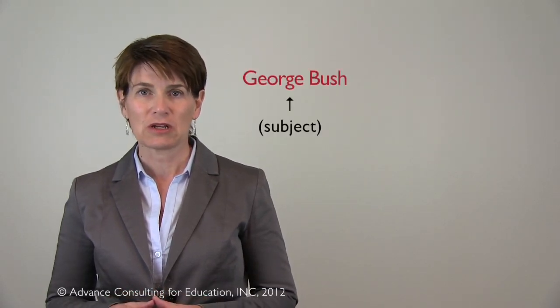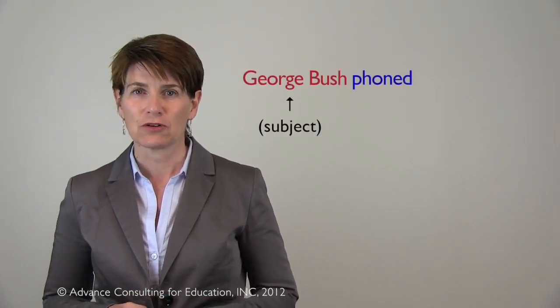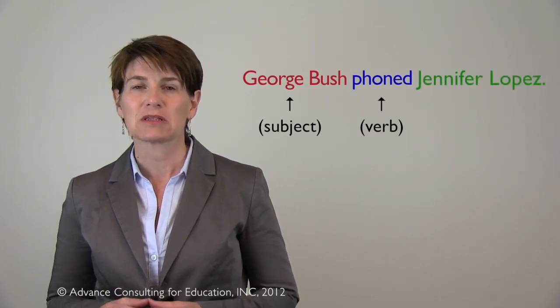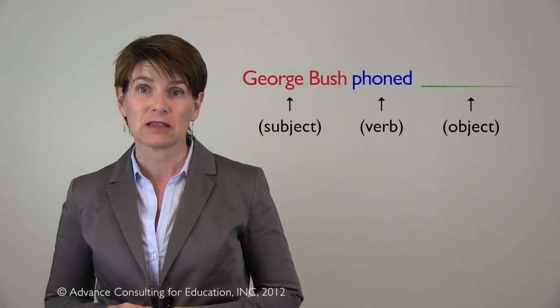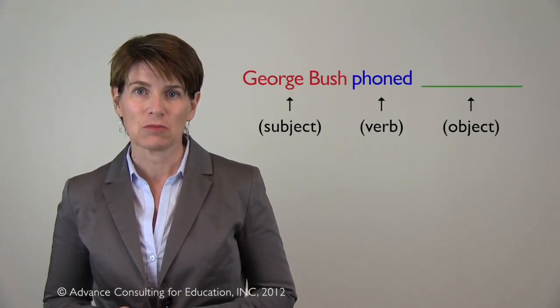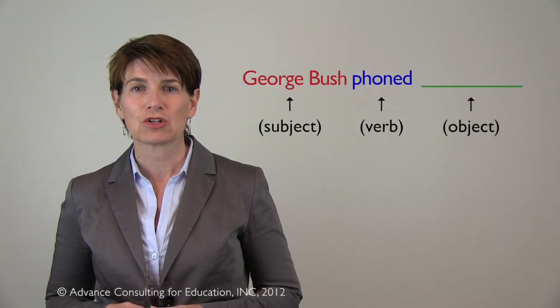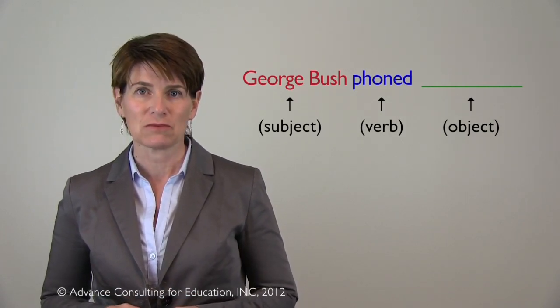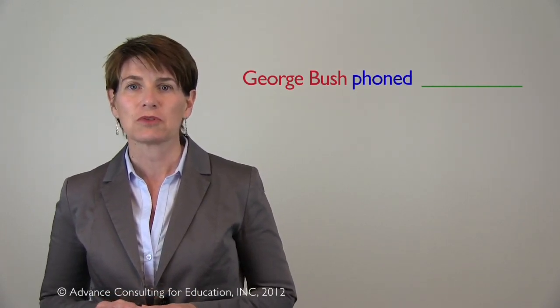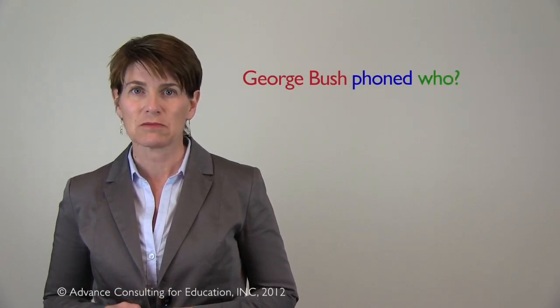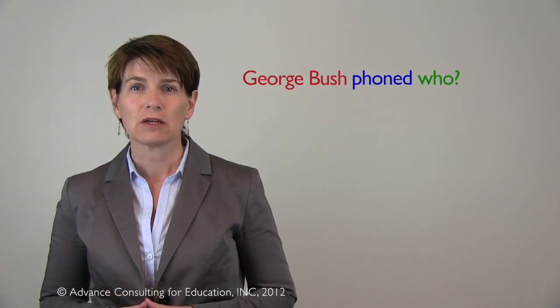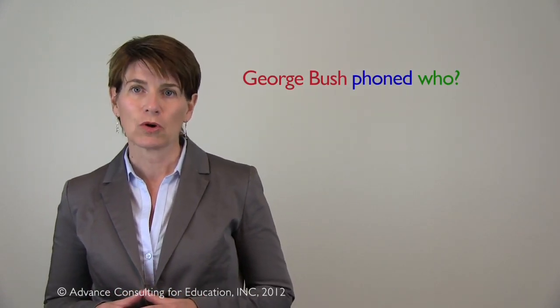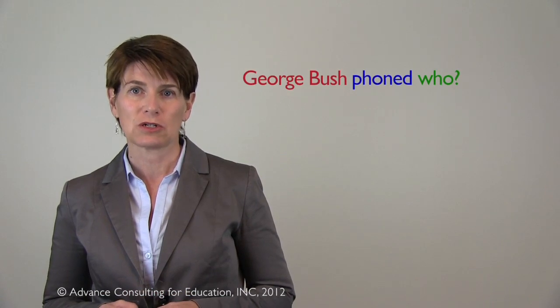Just as a quick review, we've got George Bush as our subject, phoned as our verb, and Jennifer Lopez as our object. We're going to take Jennifer Lopez out and put a blank in there because we don't know that information anymore. So how do we make a question to get that object information? The first thing we do is put the word who in our blank space. George Bush phoned who. But this is not correct. We need to mix the order up a little bit more in order to get the correct object question.